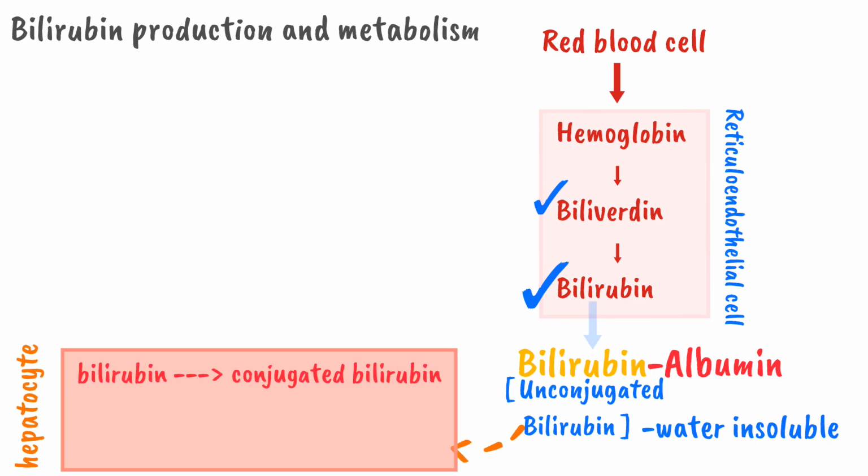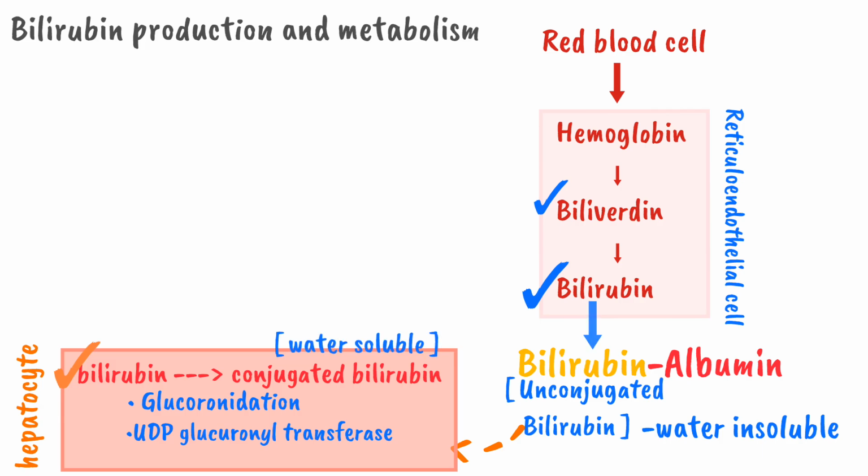What kind of metabolism does it undergo in the liver? In the liver, this bilirubin will undergo glucuronidation. This unconjugated bilirubin will undergo glucuronidation with the help of the enzyme UDP glucuronyl transferase, and after glucuronidation it is converted to conjugated bilirubin. This conjugated bilirubin is water soluble. This water solubility helps it to circulate freely in the bloodstream without the need for albumin.